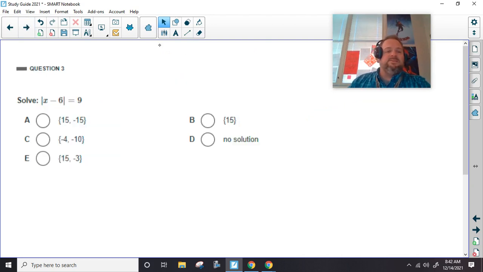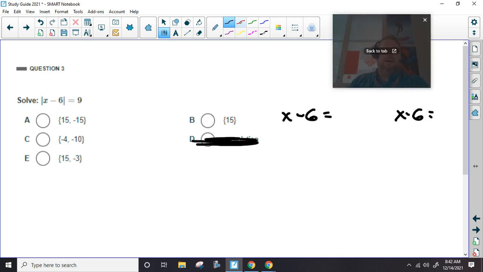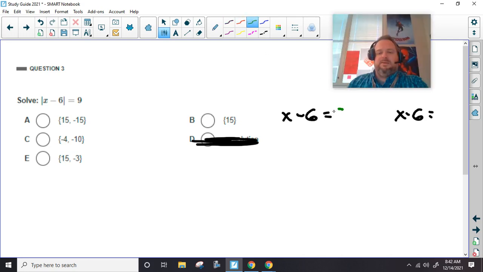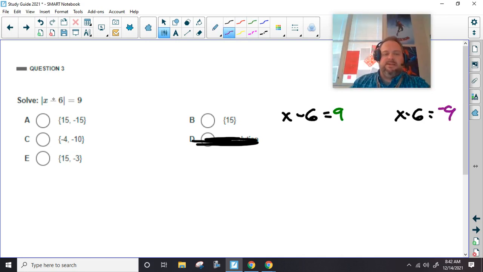So this one right here, it's not going to be no solution. Remember, you're going to have two equations. One where it's like this, and then we're going to have the +9 and a -9, because what's on the inside could be positive or negative. You could solve both of these simultaneously, or you could do them separately.